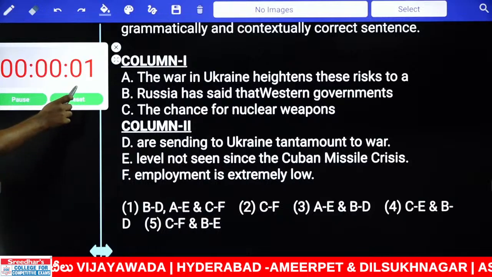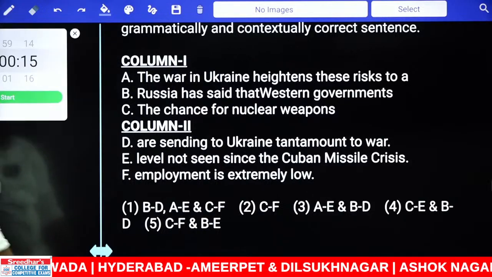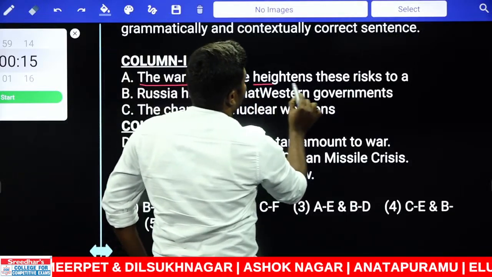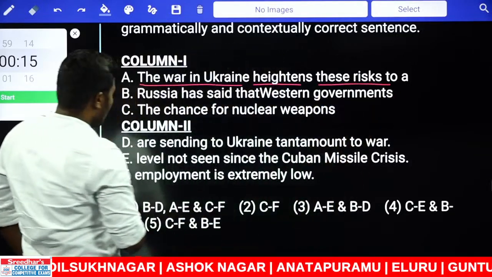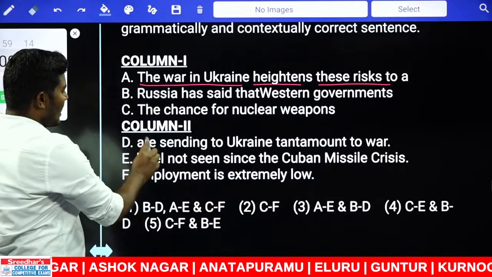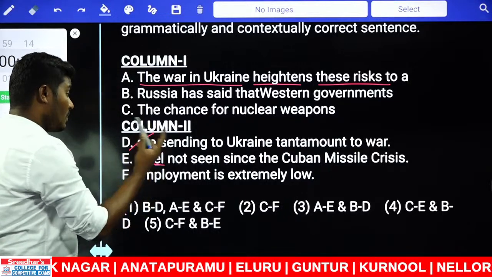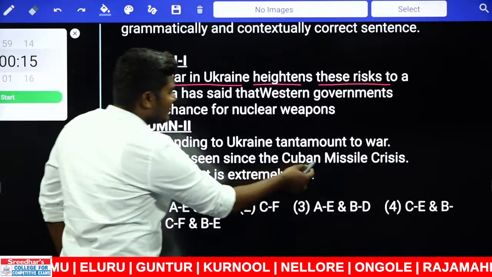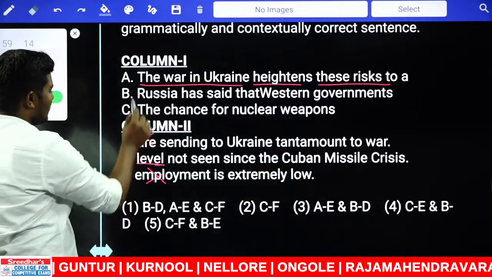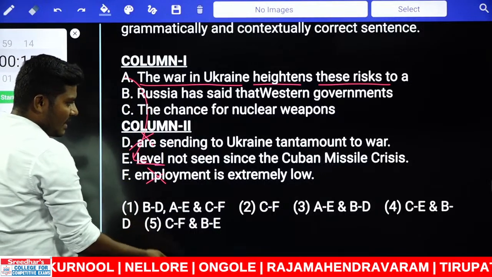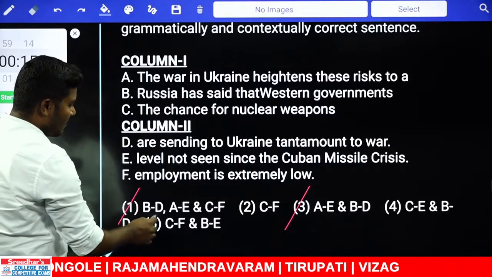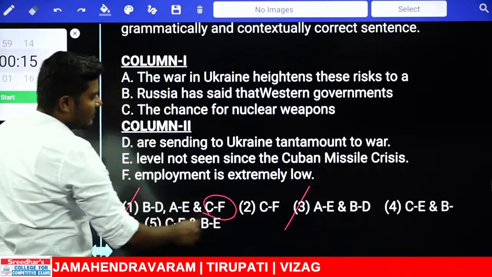All right, look at this. The war in Ukraine heightens these risks to a what? To a level possible, to a employment not possible, to a level not seen since the Cuban missile crisis. So pair should go for AE. Any AEs ఉన్నాయి చెప్తారా? One AE is here, another AE is here. Check for BD రెండు సేమ్ ఉన్నాయి కాబట్టి how to check for CF.